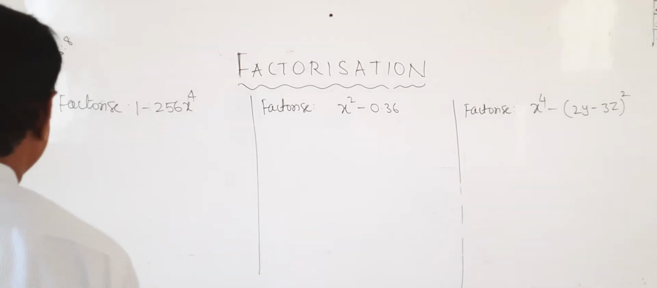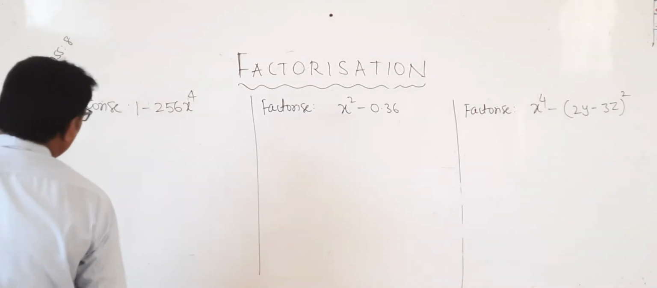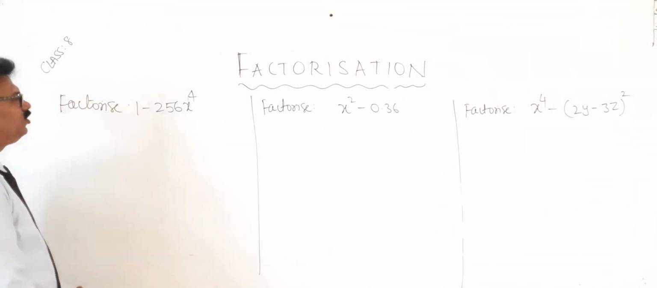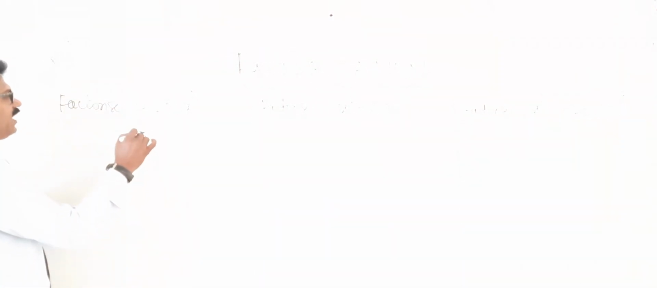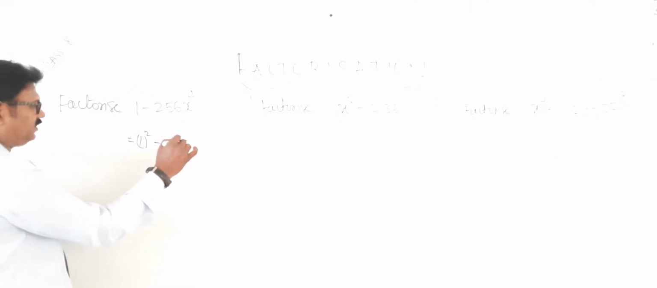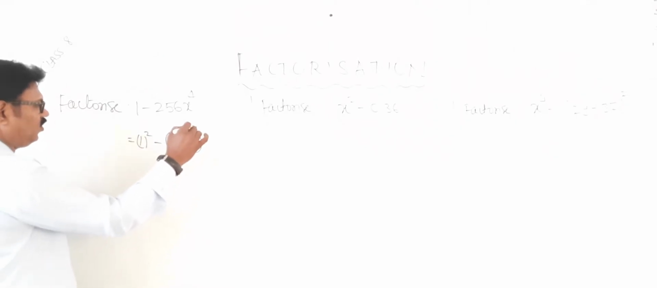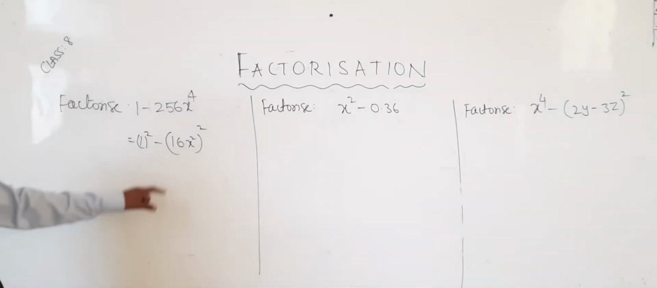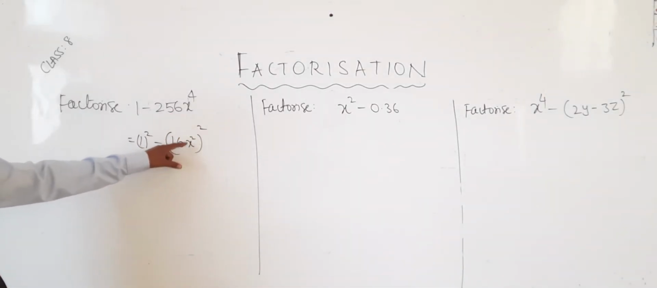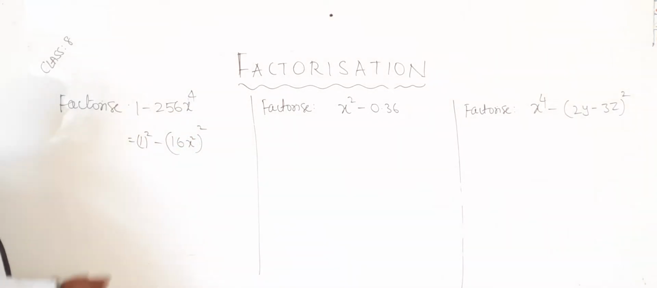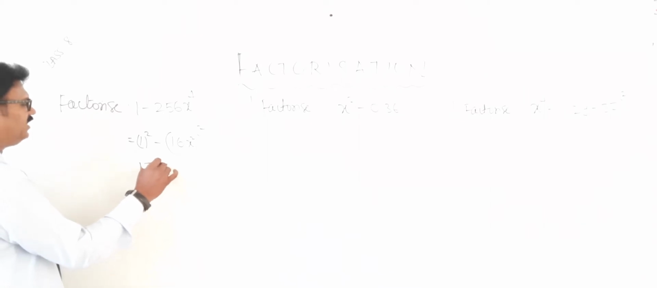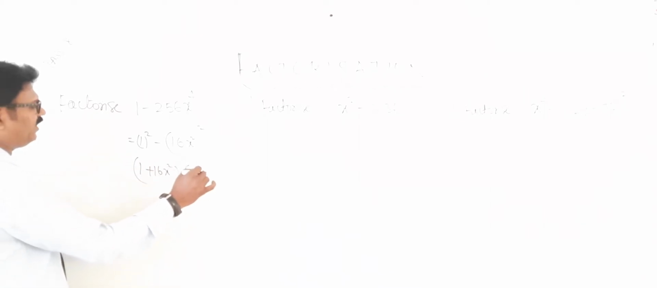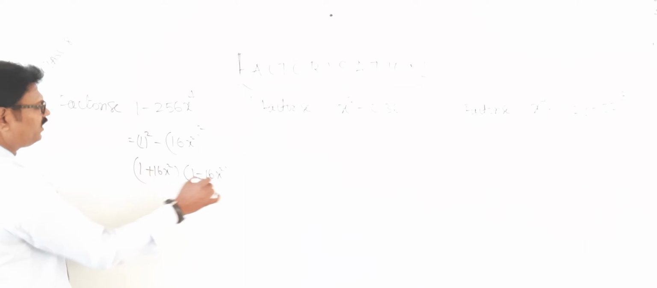Yes, one more set of problems. Factorize 1 minus 256x to the power of 4. So I will do it like this: 1 squared minus (16x squared) whole squared. Very simple. 16 squared is 256, and (x squared) squared is x to the power of 4. Now a squared minus b squared means (a plus b) into (a minus b), so (1 plus 16x squared) and (1 minus 16x squared).